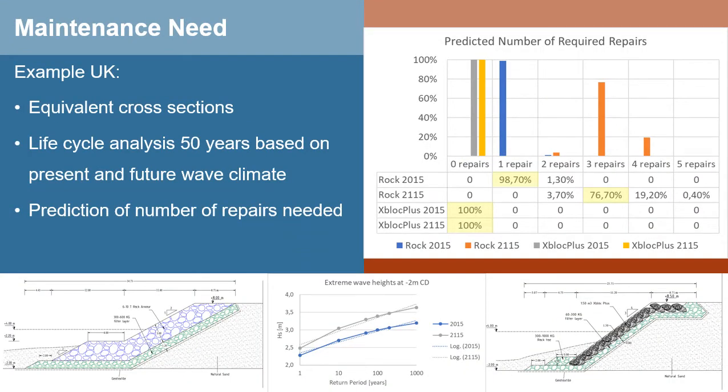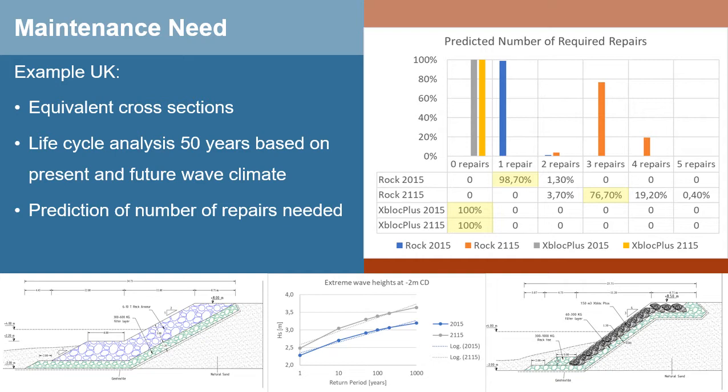Having a large resilience also has impact on the maintenance need during the lifetime of a structure. We have done a life cycle analysis for two structures, which are shown in this sheet. On the left-hand side at the bottom, you see a rock shore protection, which was designed by a client, and on the right-hand side at the bottom, an equivalent XBLOCPLUS cross-section, so for the same design wave height and for the same overtopping.